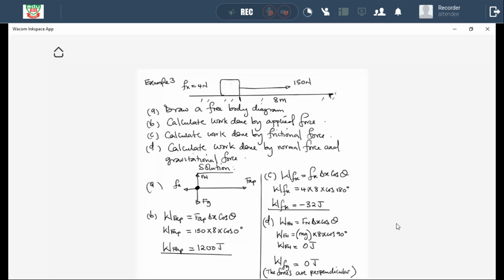I've introduced work done by friction, and we have now concluded on the perpendicular forces, that in future we don't waste our time calculating work done by perpendicular force, because your theta is 90, and cos 90 gives you a 0.